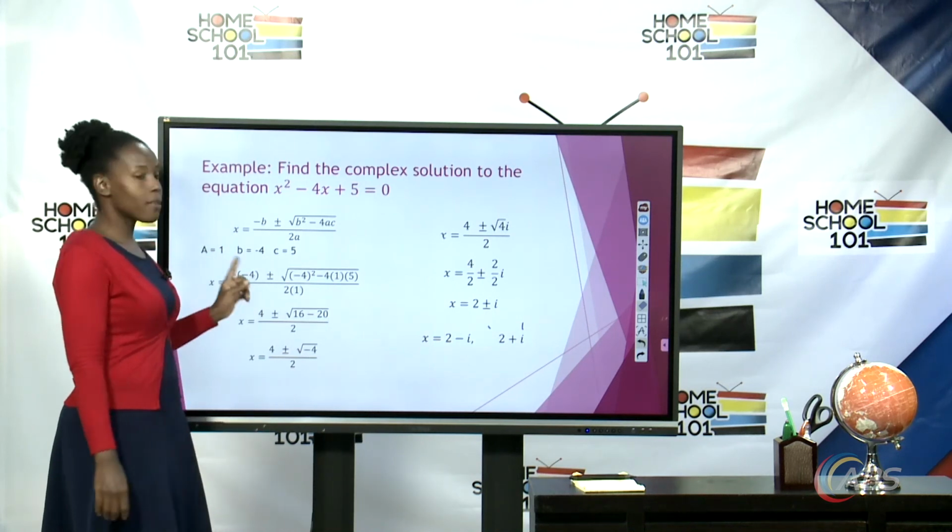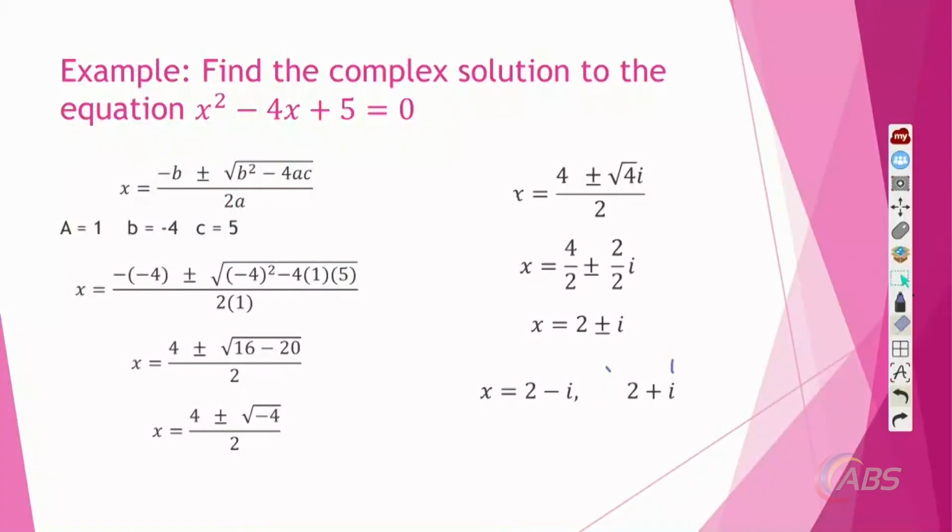So it becomes minus 4 plus or minus the square root of -4 squared minus 4 times 1 times 5, divided by 2 times 1, because my coefficient a is 1. Recall, a negative times a negative would give me a positive, hence this becomes +4 plus or minus. Key thing to note: when we square a negative number, you end up with a positive value, because a negative times a negative gives us a positive.